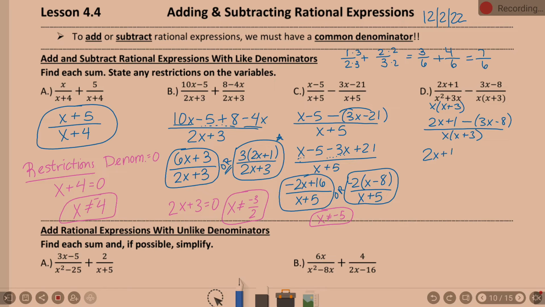So then I have 2x plus 1 minus 3x and plus 8, all over x plus 3. Okay, what's it clean up as? Negative x. Plus 2x minus 3x, negative x, 1 plus 8, plus 9 over a denominator of x plus 3. Any factoring I can do here? Nope. Other than maybe factor a negative 1 out, but I don't think they're going to want that. So I would just leave my answer like that.